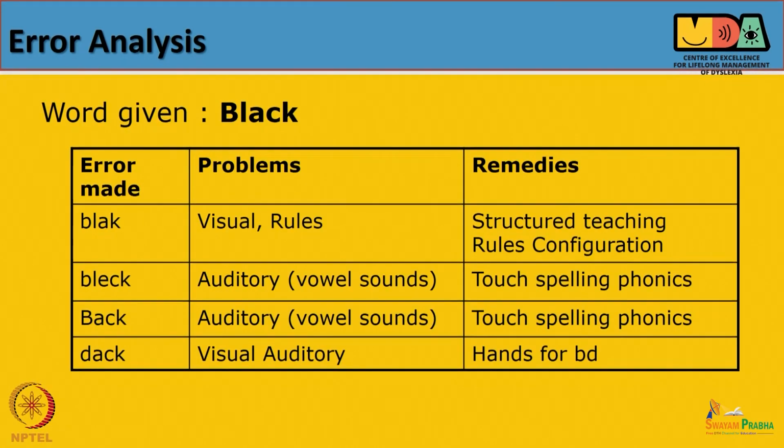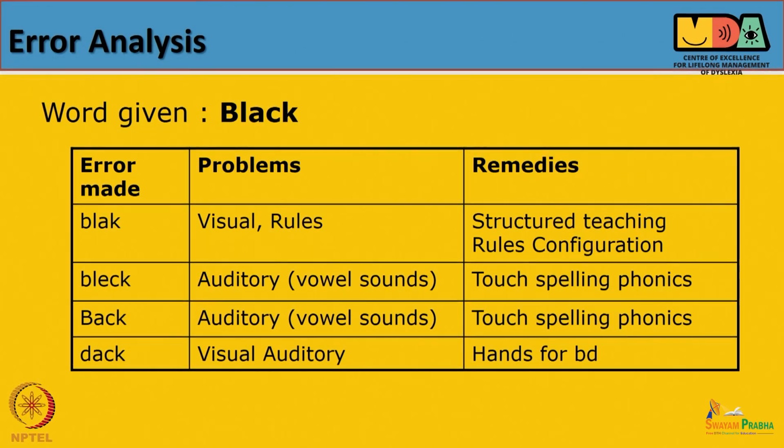Let's start looking at how the word black can be written by the child who does not have spelling skills. The first thing he could do is write black as BLAK. Here, the child has got poor visual skills because he has not seen the fact that there are 5 letters in the word black, and here he has written only 4. Also, there is a rule called the CK rule. When you have a short vowel sound ending in K sound, then it has to be written as CK.